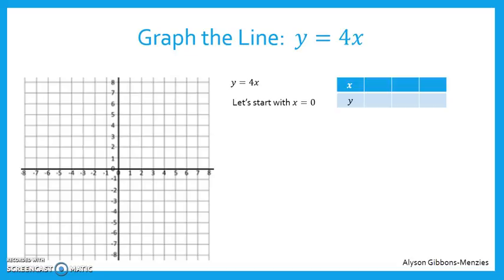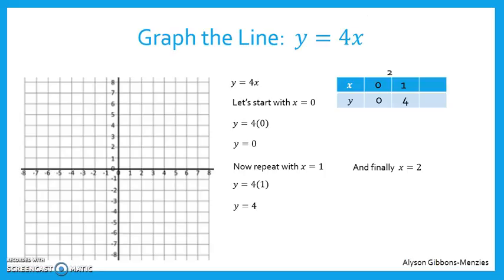So let's start with x equals 0. If we replace x with 0, y equals 4 times 0. So y is 0. Next I'm going to choose x equals 1. So I'm going to replace x with 1. So y equals 4 times 1. Y equals 4. And finally, I'm going to repeat with x equals 2. Y equals 4 times 2. Y equals 8.